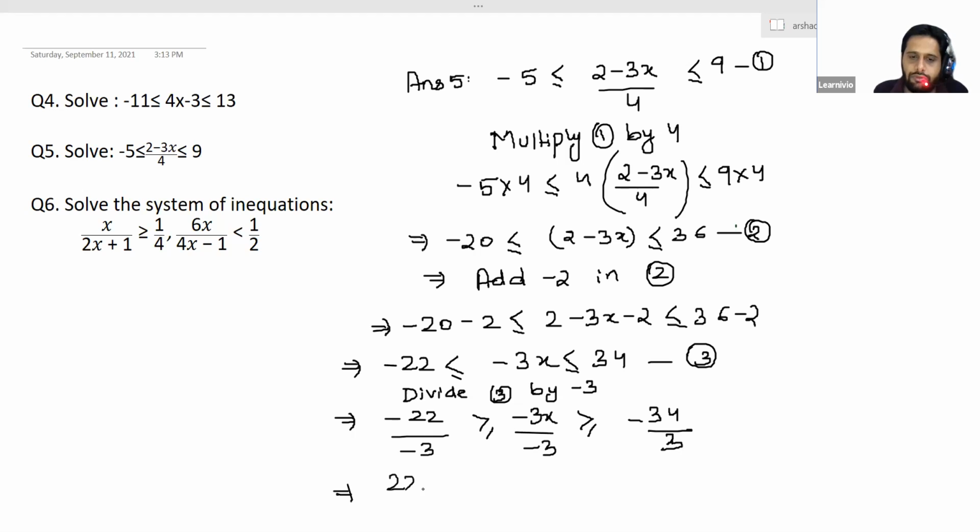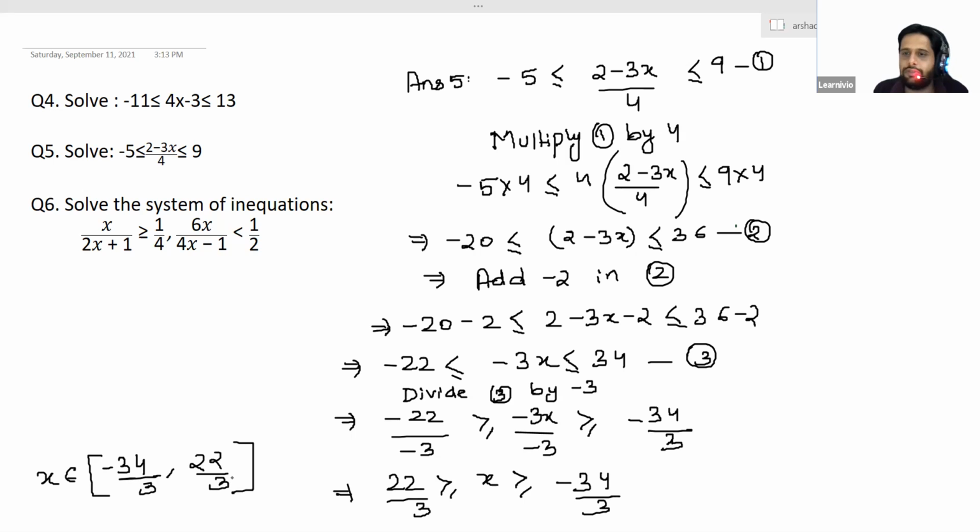This will give 22 by 3 greater than or equal to x, and this is greater than or equal to -34 by 3. Okay, so x is greater than this and less than this one. So in interval form, we can write, first we will write the least value. So that is -34 by 3 up to 22 by 3. Is this clear, Ikhra, Joanne, and Rishan? Yes, sir.